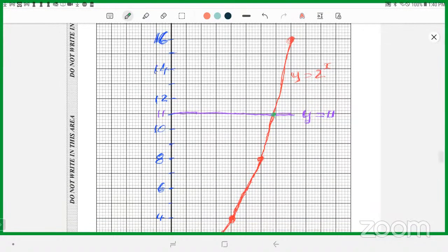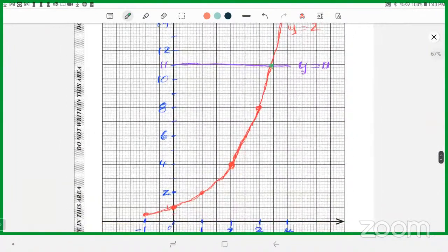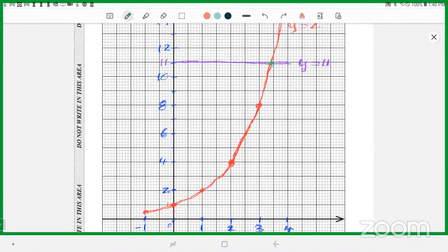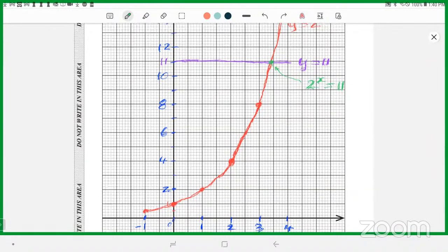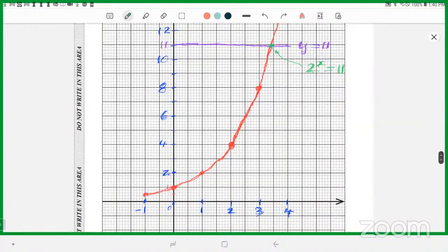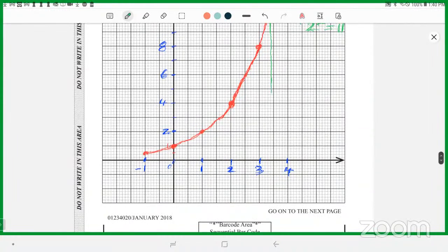And we have to read that down on the x-axis. We're talking about this point, where they intersect, and 2 to the x becomes equal to 11. It's a matter of finding what that x value is. You read it on the graph down here. Then we can use the calculator and check it, to see if the answer makes sense.